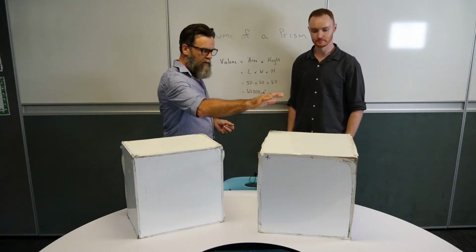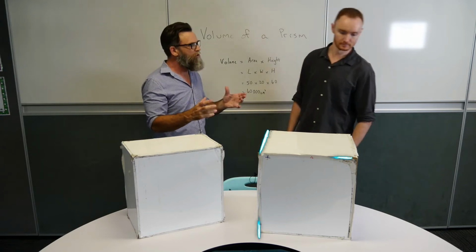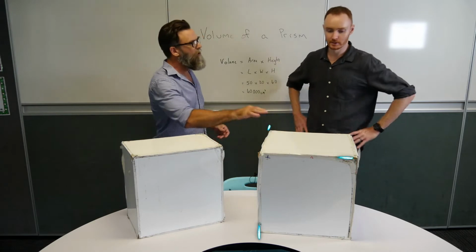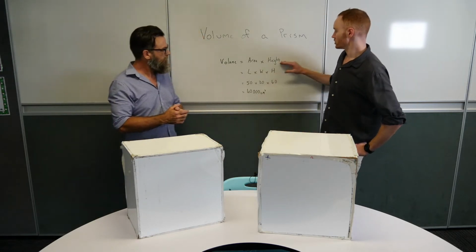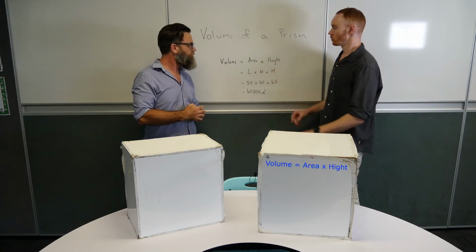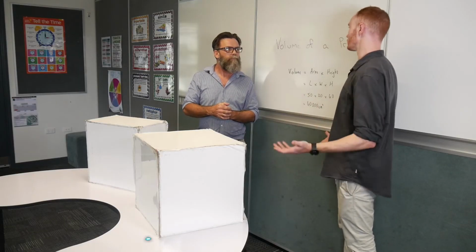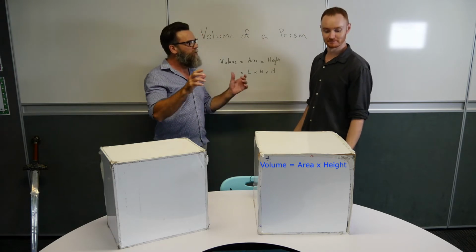So Mr. Savage, this particular shape here has got the length, the width and the height all the same because it's a cube. How do you think you'd work out the volume for that one? Well, I'd probably look back to the original equation, volume equals area times height. If we could work out the area of the base and multiply by its height, we should still get the volume. Would you mind working out the volume for this cube for us?